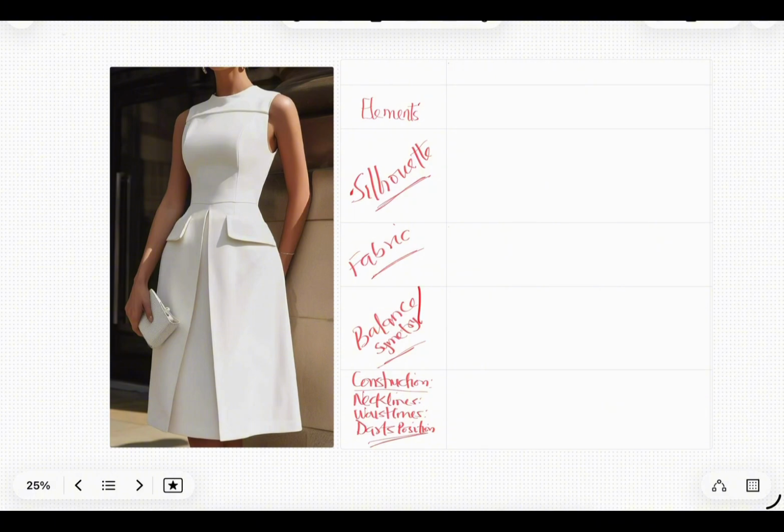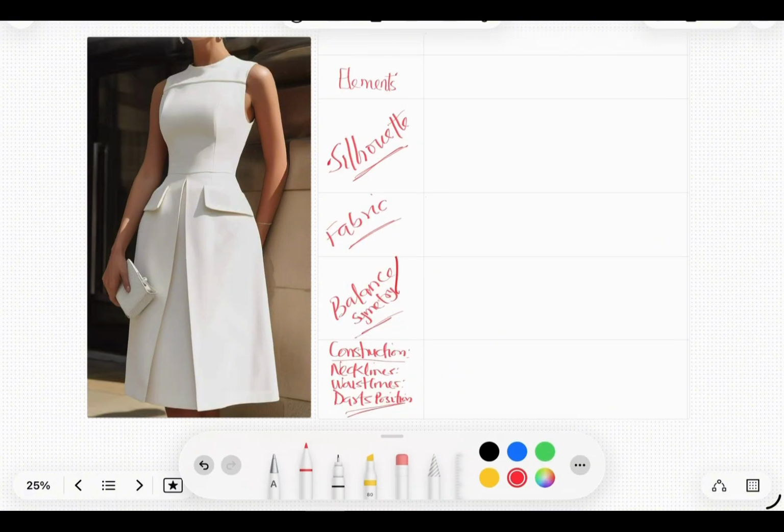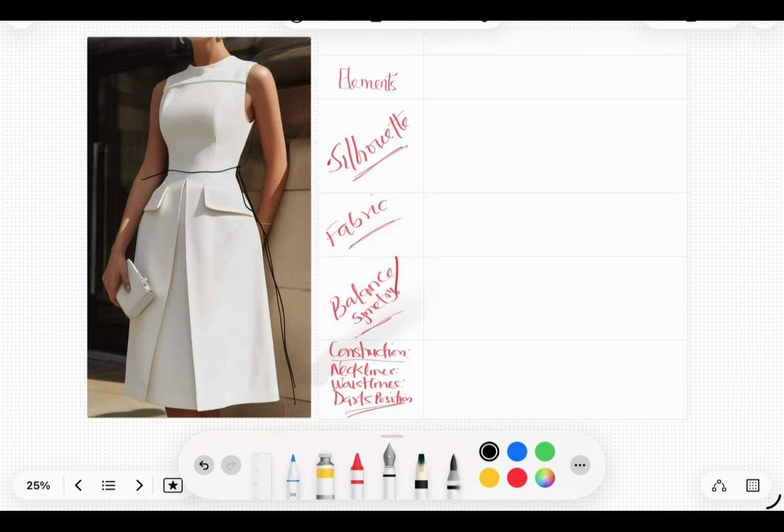Obviously, we can see that this is a fit and flare silhouette. So it is fitted around the bodice. Let's change that to black. It is fitted around the bodice, the upper part of the bodice, and then a flare that follows mostly around the hip here and then out like that. So we have a fit and flare silhouette.